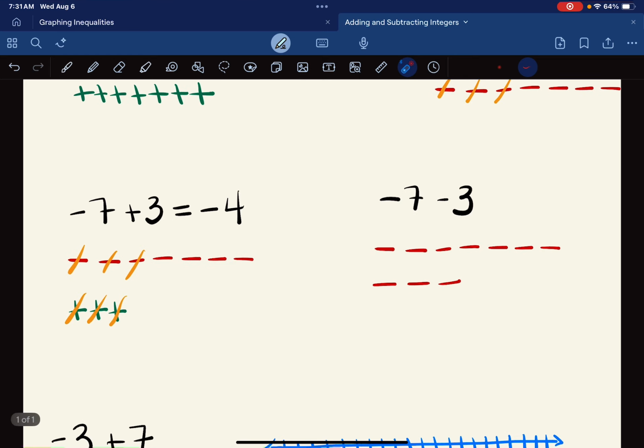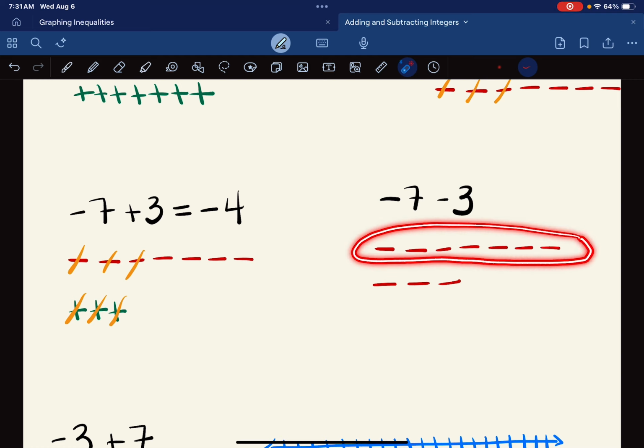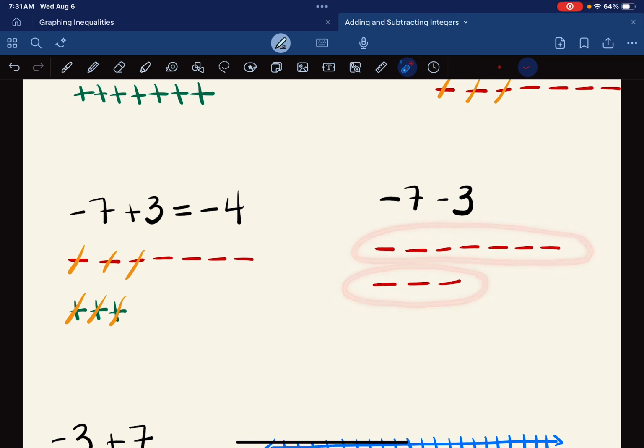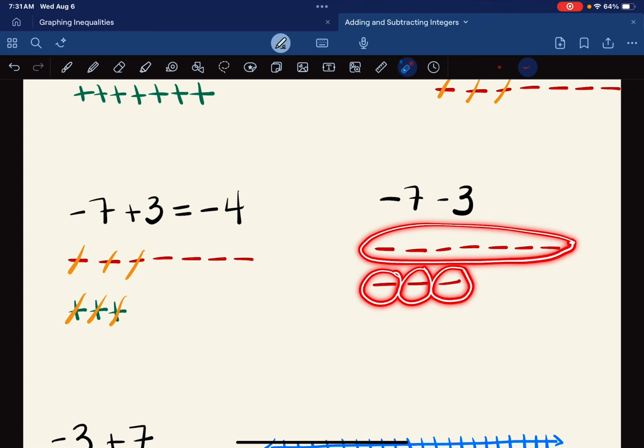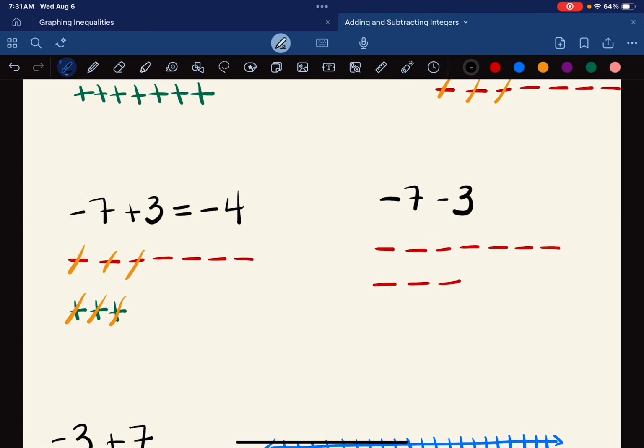All right, let's try this one. Negative 7 minus 3. In this case, I start out with 7 of these minus signs. I have these negative symbols right here, and then I have 3 more of them. So altogether, we start with 7, 8, 9, 10. We have 10 of these minus signs. That is why our answer is negative 10.